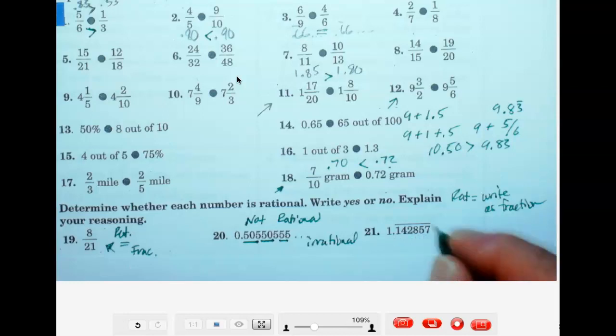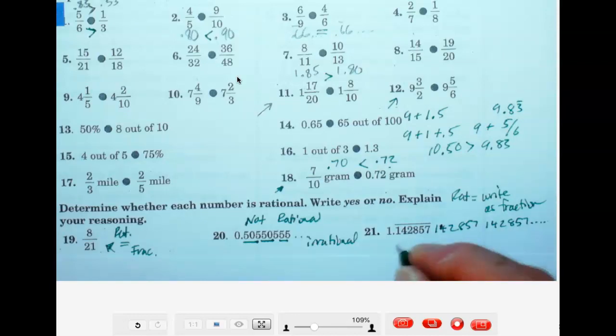All right, this one here, 1.142857. Well, this repeats. What that really means is the next digits are 0.142857, 142,857. It goes on and on. That's what that bar means. So if it repeats, it is a rational number. It can be written as a fraction. And I could go through a long process to show you how to write that as a fraction. But because it repeats, I'm just going to say that it is. This is a rational number.